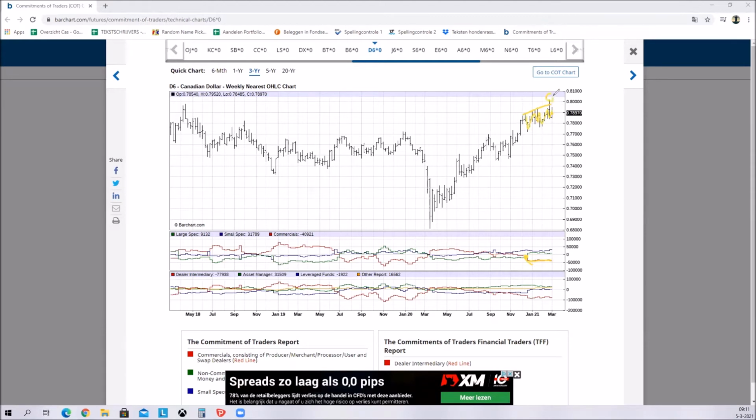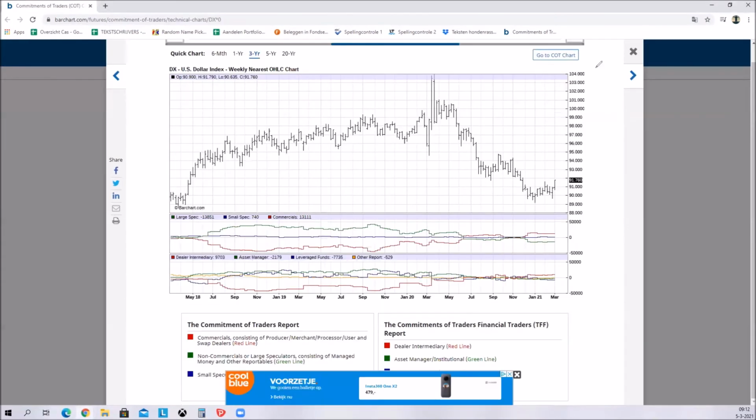And this is the UTAD as far as analysis goes. And what's important is that it also took out this high on the left. So you have commercials building a short on the Canadian dollar, which is also in line with distribution on the charts on my Pepperstone. The next thing I want to show you is the COT report of the US dollar.